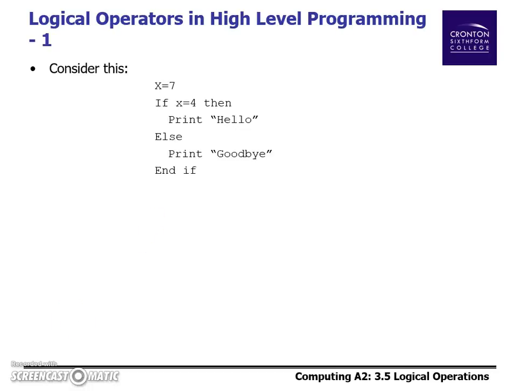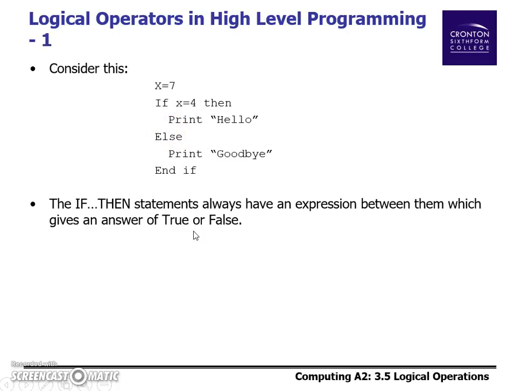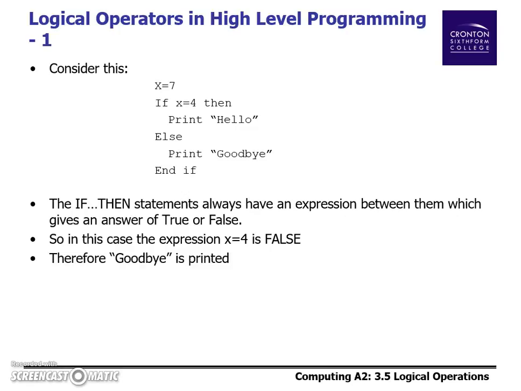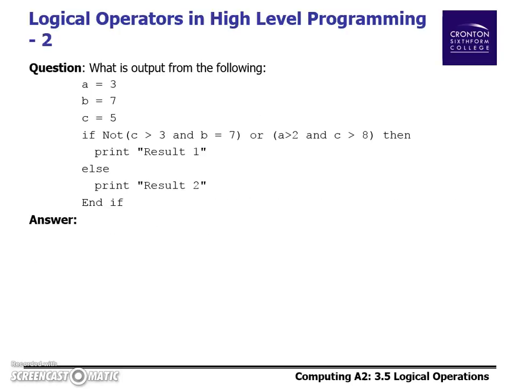If we have a look at this here: x equals 7. If x equals 4, then print hello, else print goodbye. If-then statements always have an expression between them, which gives an answer of true or false. So in this expression, x equals 4 is false. Therefore, goodbye is printed.